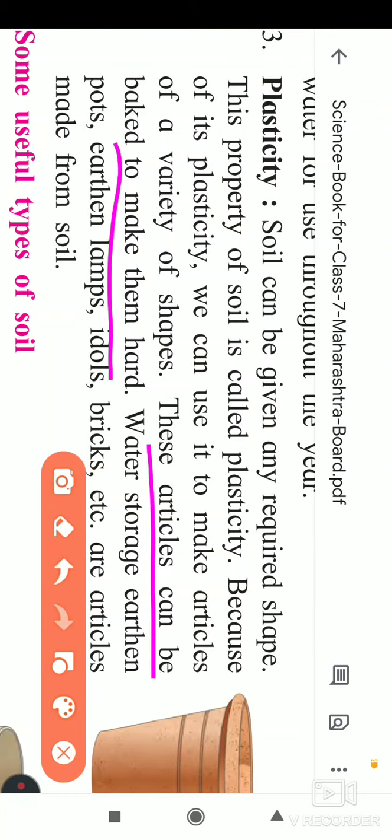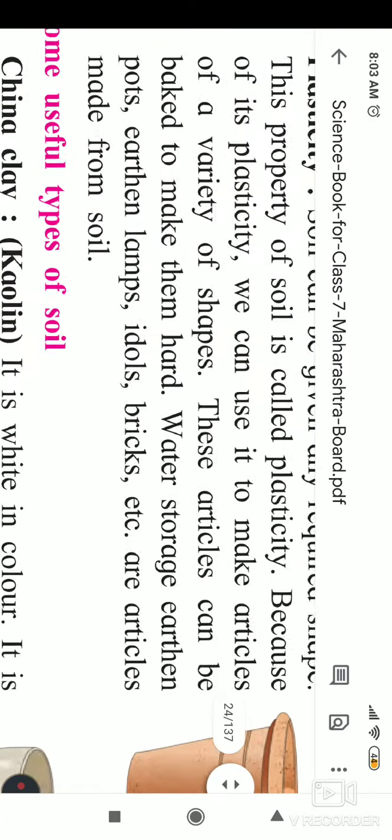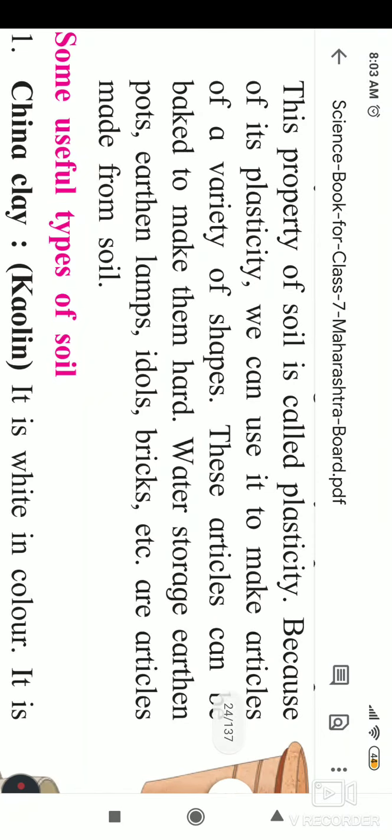And afterwards what happens? First of all, they prepare the soil with the required amount of water, and different types of things they add inside it. They give the required shape to it, and afterwards they bake it. Baking means they keep it in an oven-type structure, and inside it they give heat to it. Due to this, it becomes hard, the water evaporates, and the articles get the required shape.